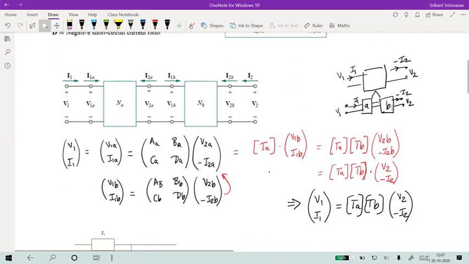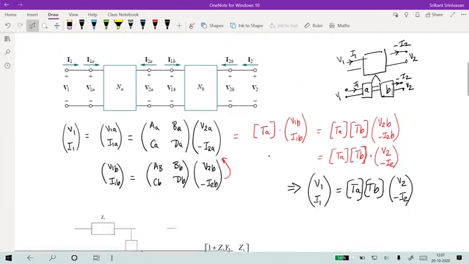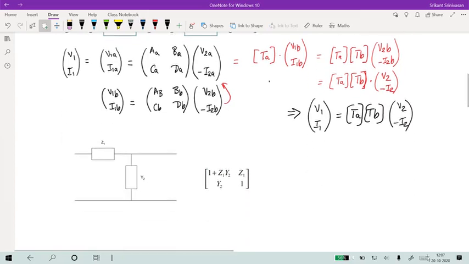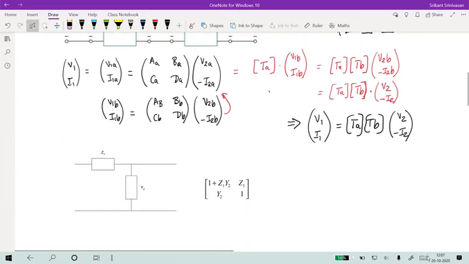When the impedance matrix was in series, we added up the impedance matrices. When the admittance matrix was in parallel, we could add it up. But when you're chaining networks together, then the transmission parameters get multiplied. So the two matrices get multiplied. So let's use that to solve a simple example.